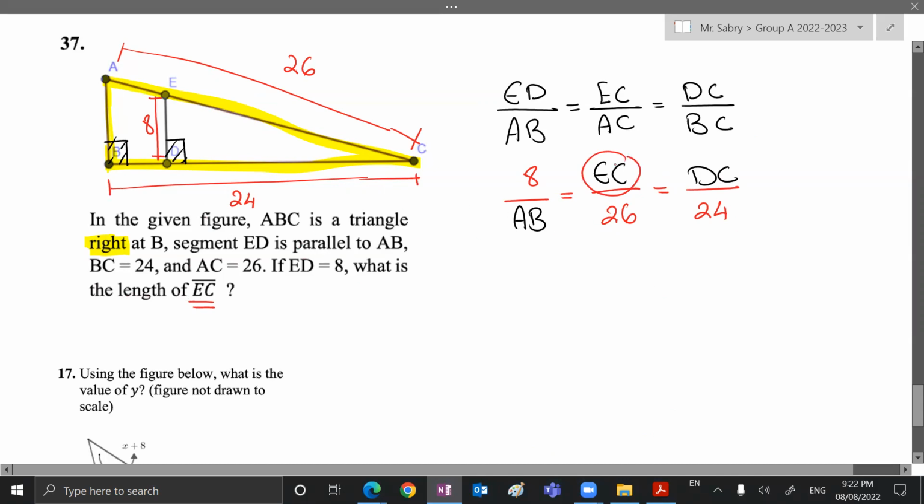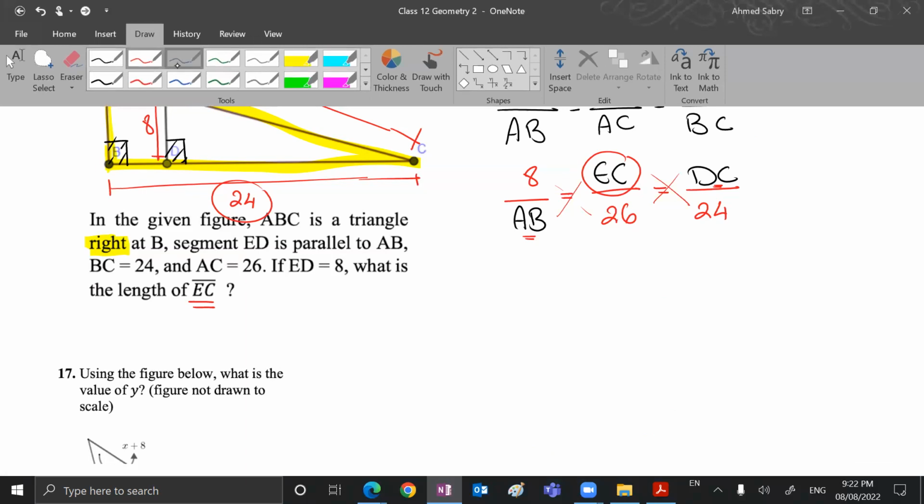So when I looked at this, I realized that I either need AB, so I can cross multiply, or I need DC, so I can cross multiply. When I looked at the triangle, the givens, I can tell that the bigger triangle is easier to maneuver because I do have the hypotenuse of the bigger triangle and I have another leg. That reminded me of the Pythagoras theorem.